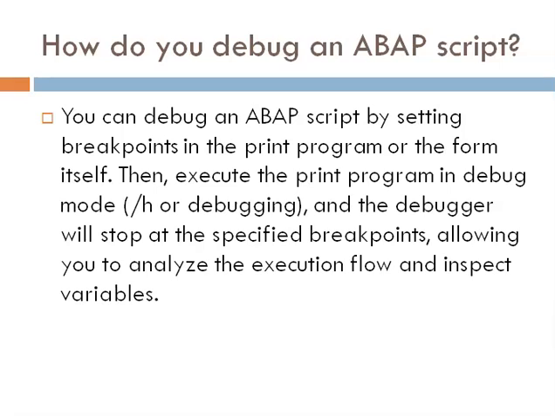How do you debug an ABAP script? Answer. You can debug an ABAP script by setting breakpoints in the print program or the form itself. Then execute the print program in debug mode, /h for debugging, and the debugger will stop at the specified breakpoints, allowing you to analyze the execution flow and inspect variables.